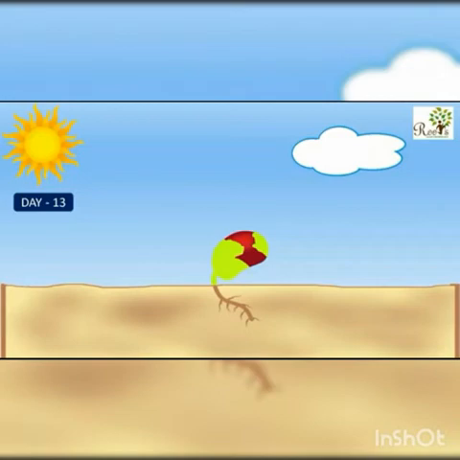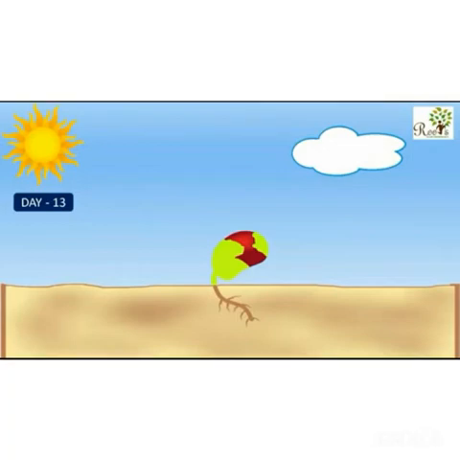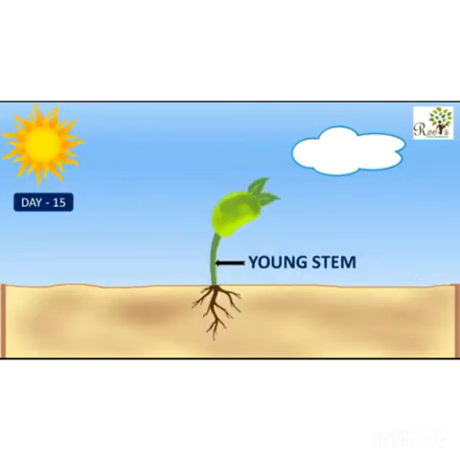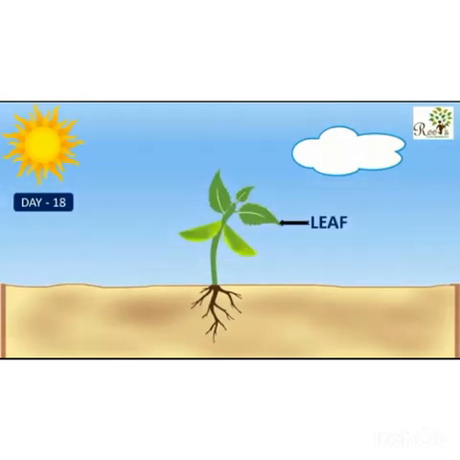Secondly, as the baby plant grows, the outer shell of the seed becomes soft and roots emerge from the seeds. This stage is known as sprout. Thirdly, soon the stem grows out of the seed and we can see the young plant coming out of the ground. This is known as seedling.